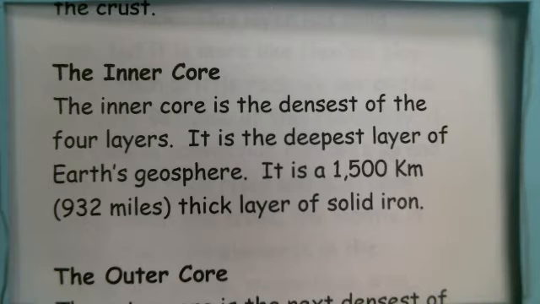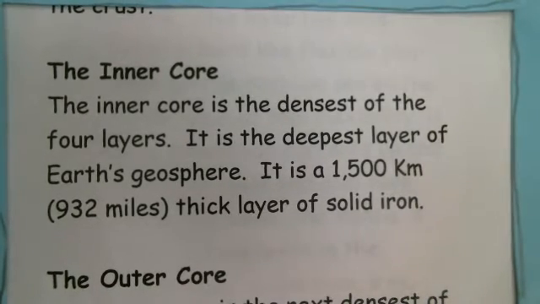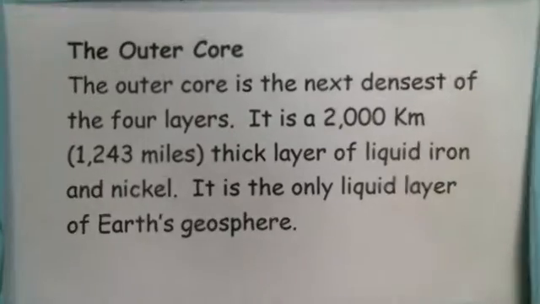The inner core. The inner core is the densest of the four layers. It is the deepest layer of the Earth's geosphere. It is a 1,500 kilometer thick layer of solid iron. Now, nobody's been down there. We've never taken samples of it, but that is our best guess as to what's going on with the evidence that we have.